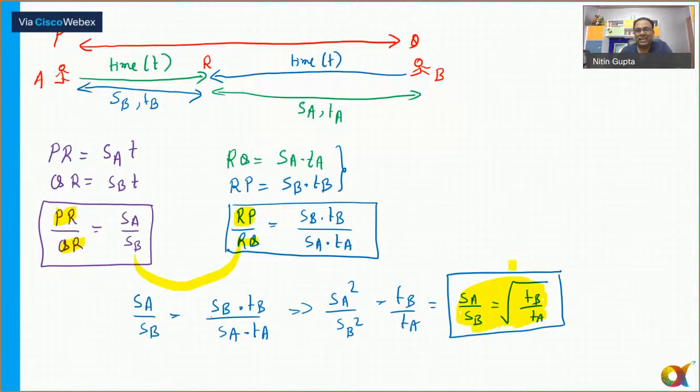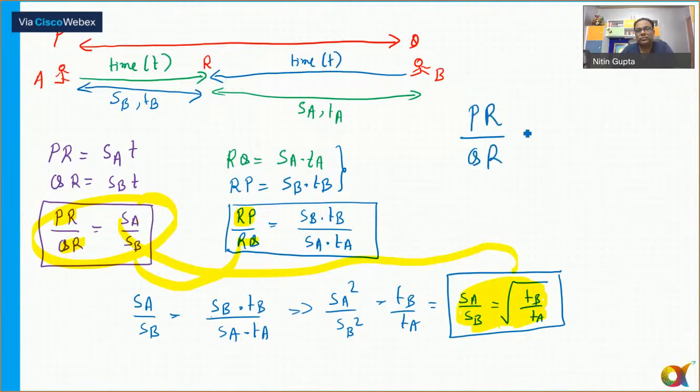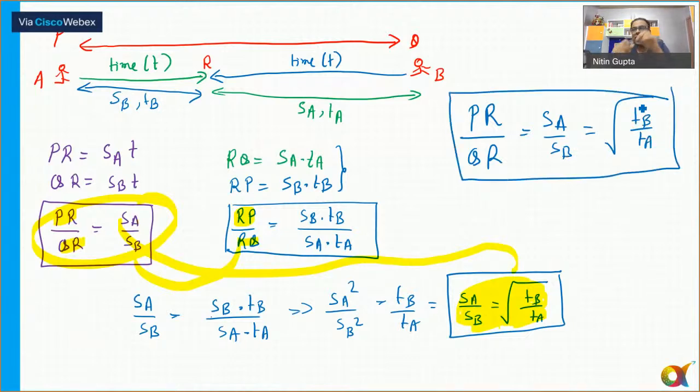Now, I can combine these two equations, maybe this and this. So what will I get here? The distance PR upon distance QR is the ratio of speed of A to speed of B, which is the square root of TB by TA. Now, the very important thing here is that TB and TA are the times taken by them to reach the opposite points after meeting. The time after meeting is given. So this is one equation which we'll get here. Two persons started at the same time, and after meeting, the time they take to reach the opposite ends is given.